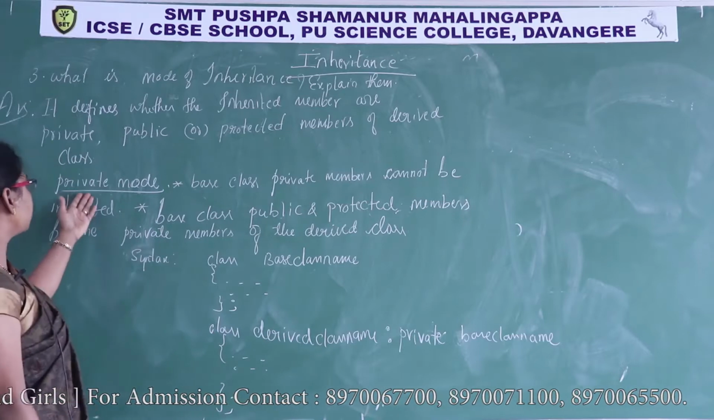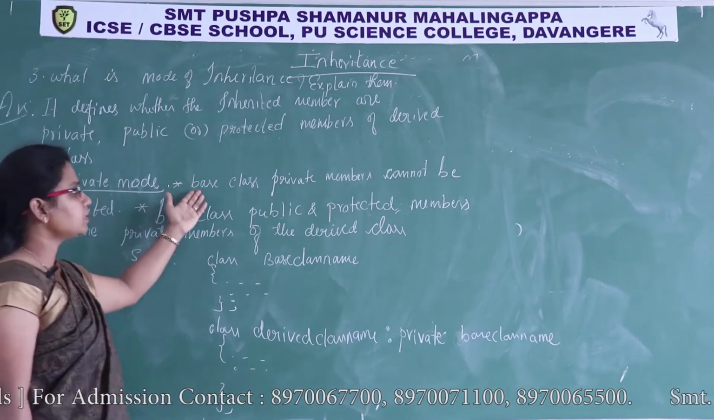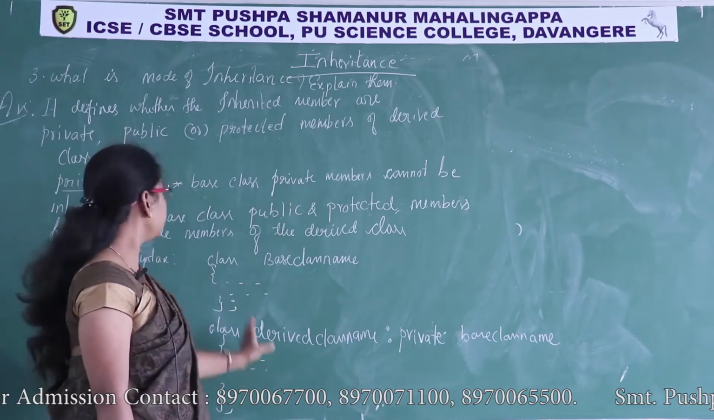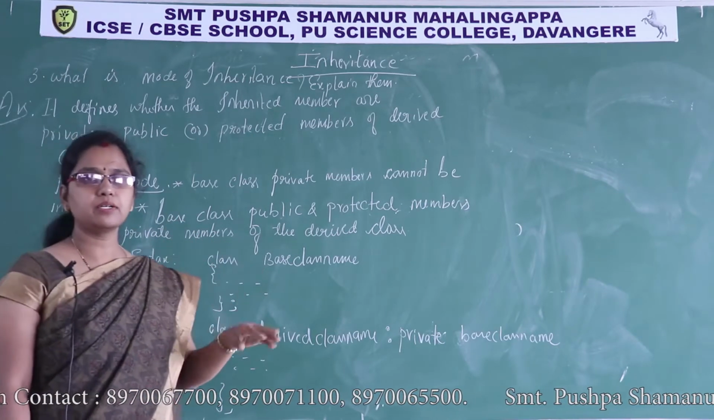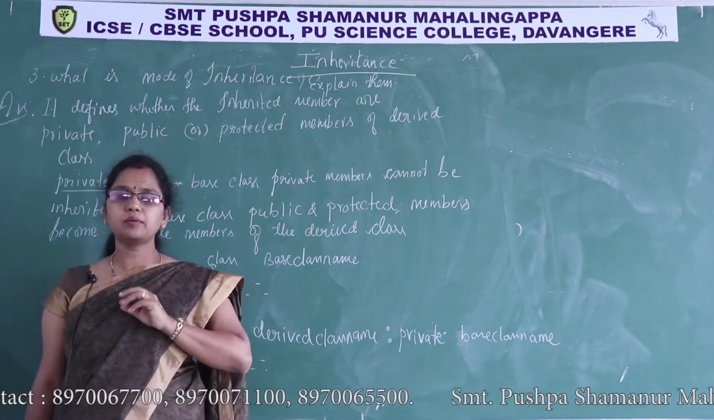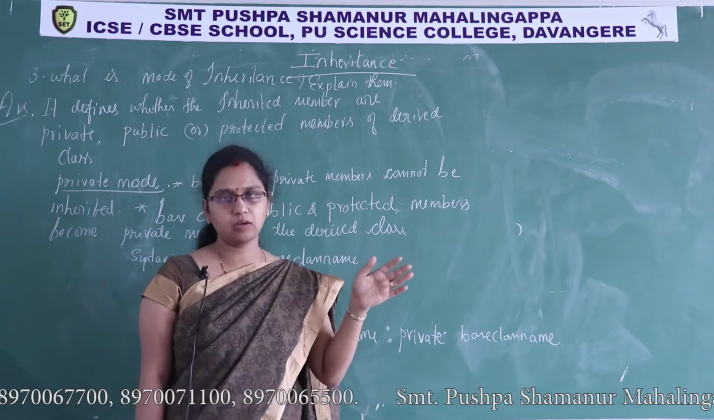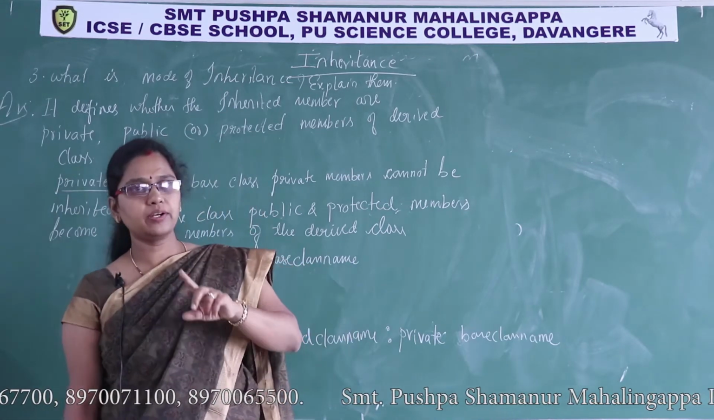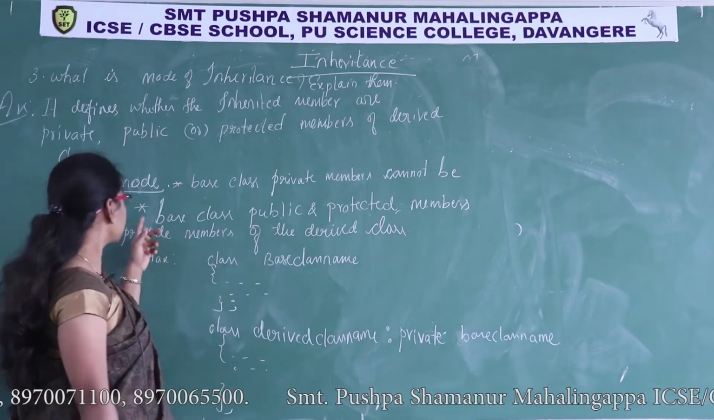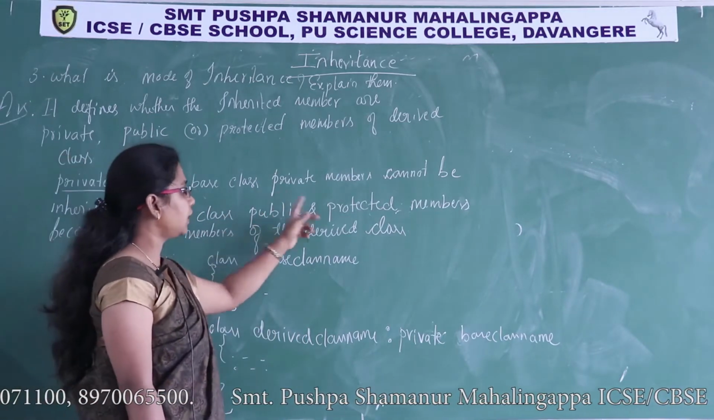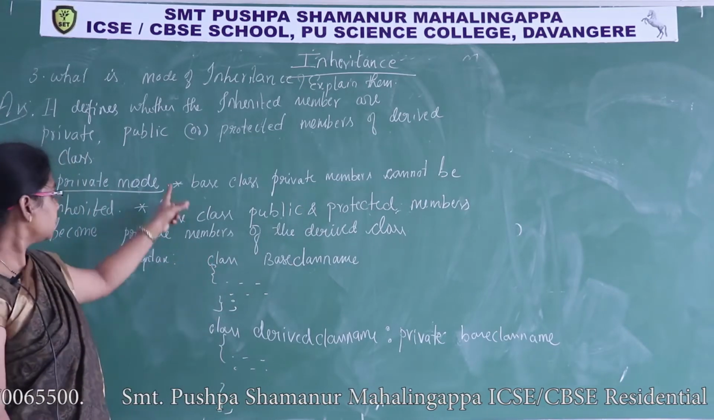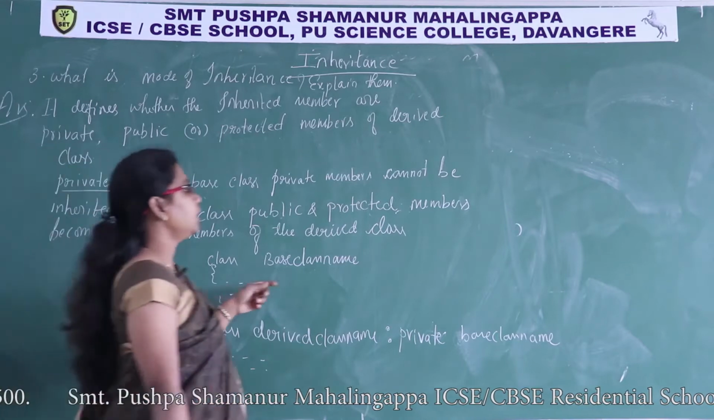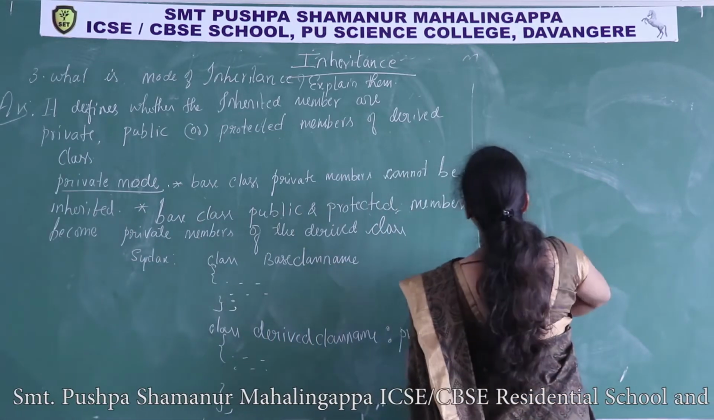What would be the public mode? See, in this mode, base class private members cannot be inherited. Whatever the mode of inheritance, base class private members cannot be inherited. That point is common for all modes of inheritance. That has to be the first point. Next, base class public and protected members. Now I am explaining public mode of inheritance. So this is about private mode. Let us write the public mode of inheritance.